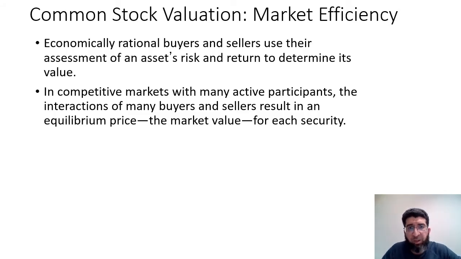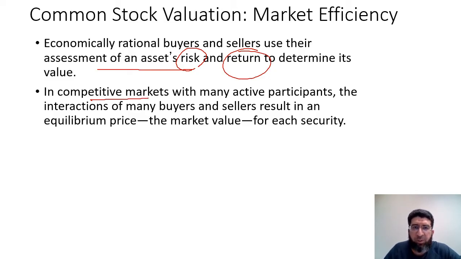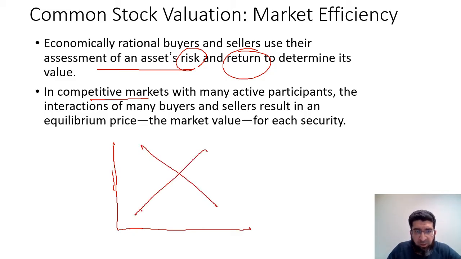So economically rational buyers and sellers assess risk and return to determine value. As we discussed earlier, high risk will be compensated with high return, and low risk will be compensated with low returns. In competitive markets with many active participants, the interactions of many buyers and sellers result in an equilibrium price. So if we draw the demand and supply curve for a stock, this being the demand curve and this being the supply curve, there's always an equilibrium price at which the stock would be bought or sold.